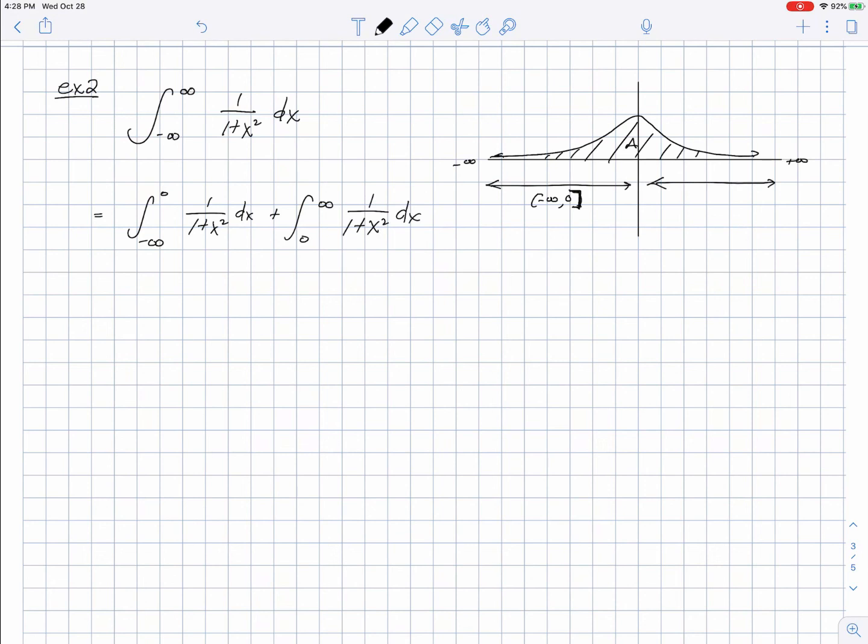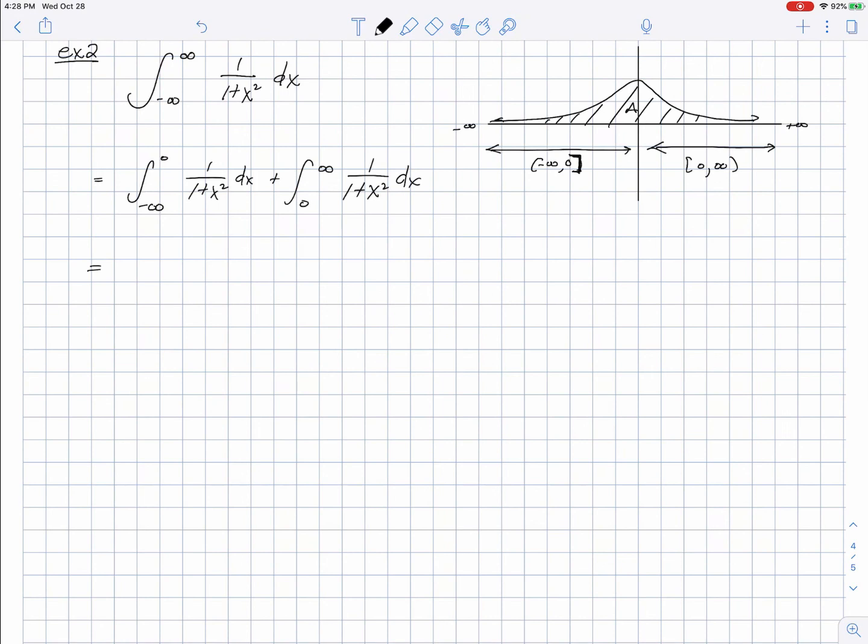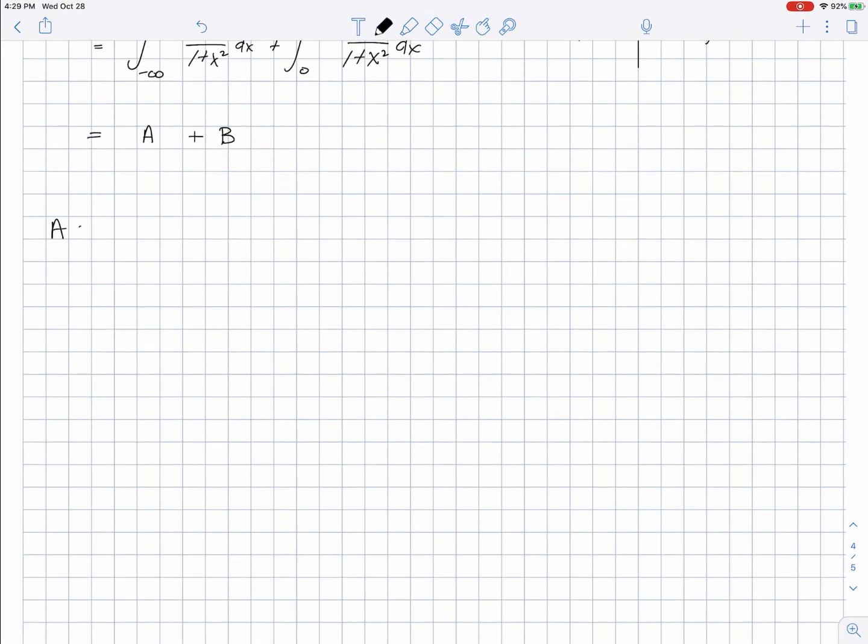Now, if you know that this is symmetric, and it is about the y-axis, you can still use things like twice the integral from 0 to infinity of 1 over 1 plus x squared dx. That's acceptable here. But you're not always going to know that those are symmetric, and they don't always have to be. So let's just go through it formally without using any of that symmetry. So we're going to break each one of these up. Let's call this a plus b and work on these separately, where a is the integral from negative infinity to 0 of 1 over 1 plus x squared dx.